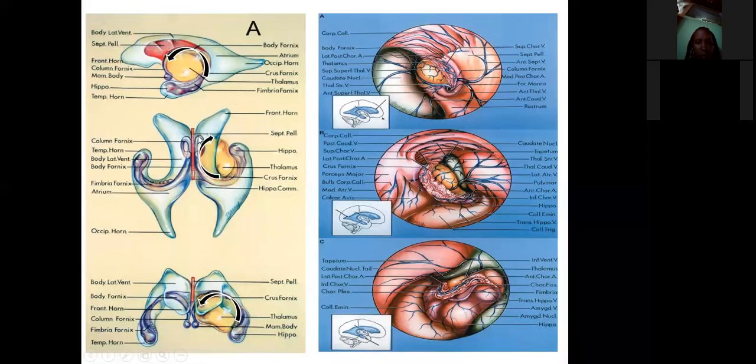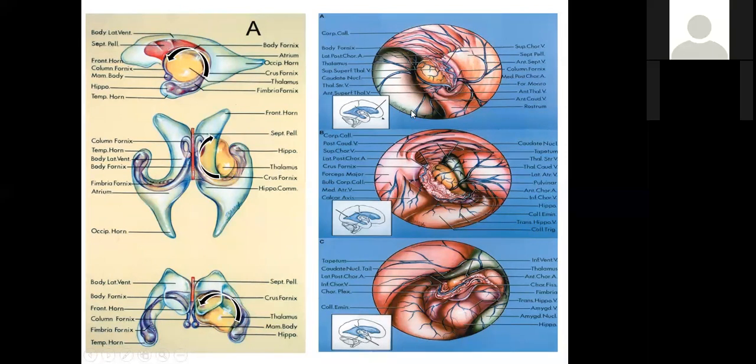Here we have the fornix. Here we have the thalamus, and we have this cleft between the two that extends from the foramen of Monro, formed here, through the superior, posterior, and inferior surface of the thalamus. So it is this cleft through which we can see the choroid plexus here.